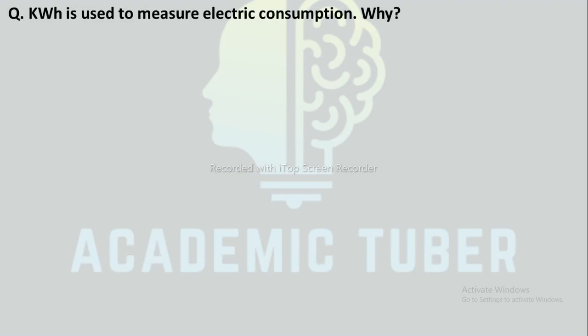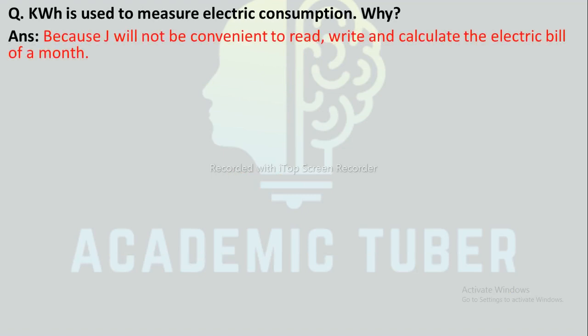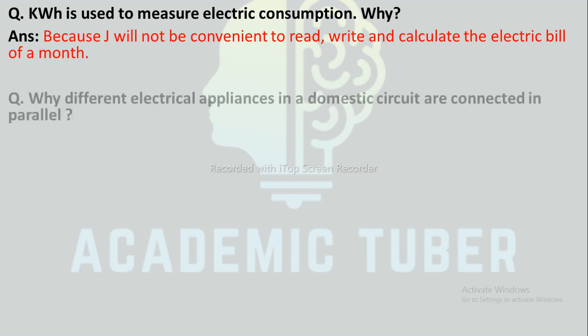Kilowatt hour or unit is used to measure the electric consumption. Why? It is because joule will not be convenient to read, write and calculate the electric bill of a month.